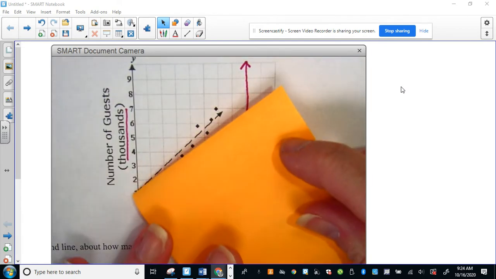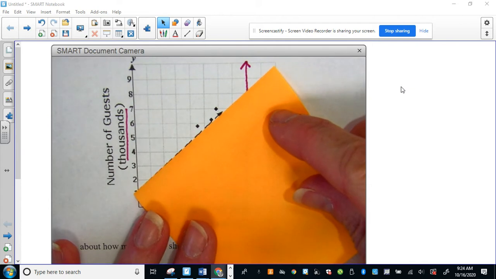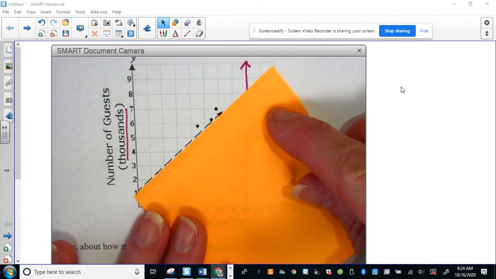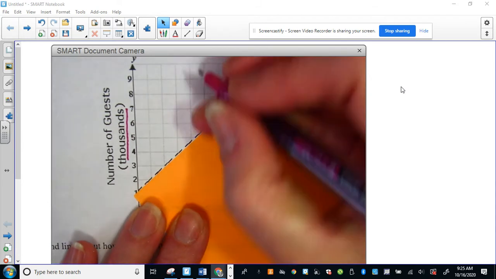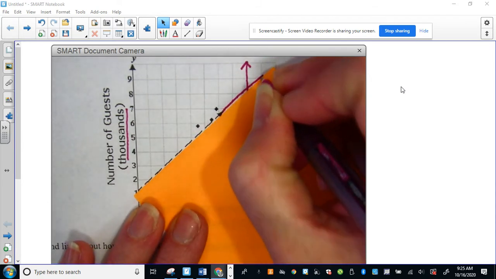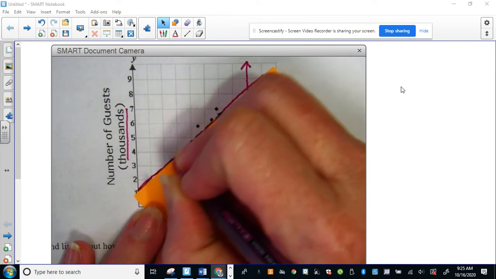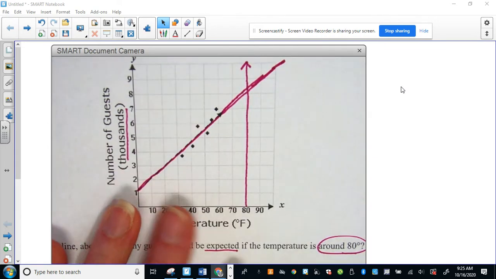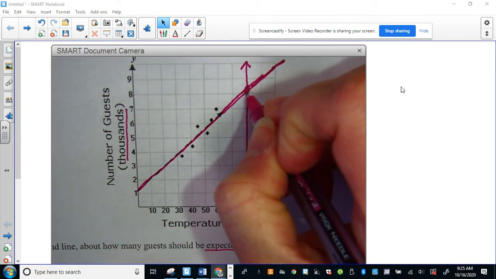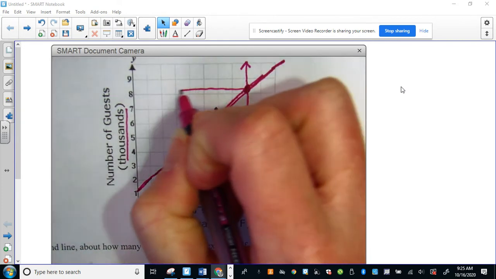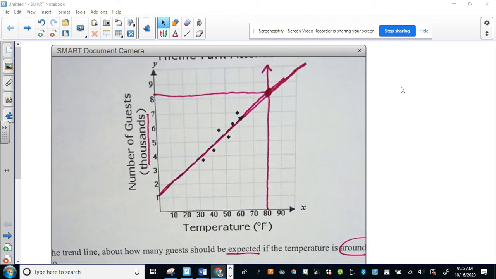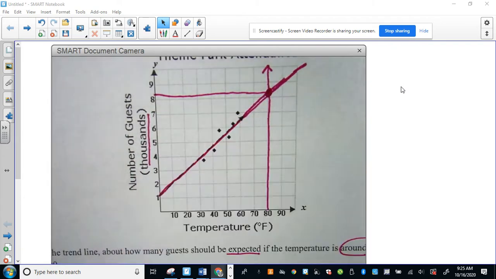And since we already have a line drawn, I'm going to use a Post-it here as a sticky note. Try to line it up as best I can. Let's see if this gives us a good estimate. So I'm just going to draw that line, keep extending it, and see where it crosses that 80 degrees. It looks like it's about here. So if I go across, it's a little bit over 8, and this is in the thousands.